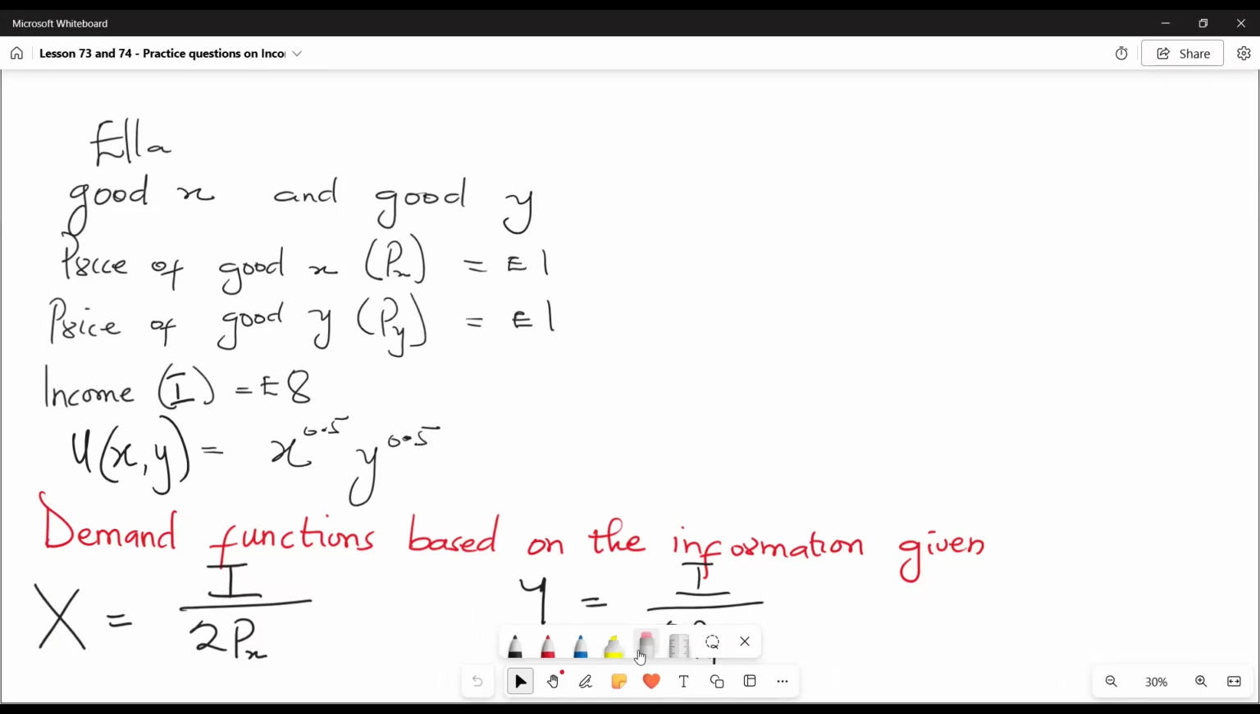Hi, welcome back. In our previous lesson, we started with the algebraic representation of substitution and income effect. Today, we'll be moving on to some practice questions.